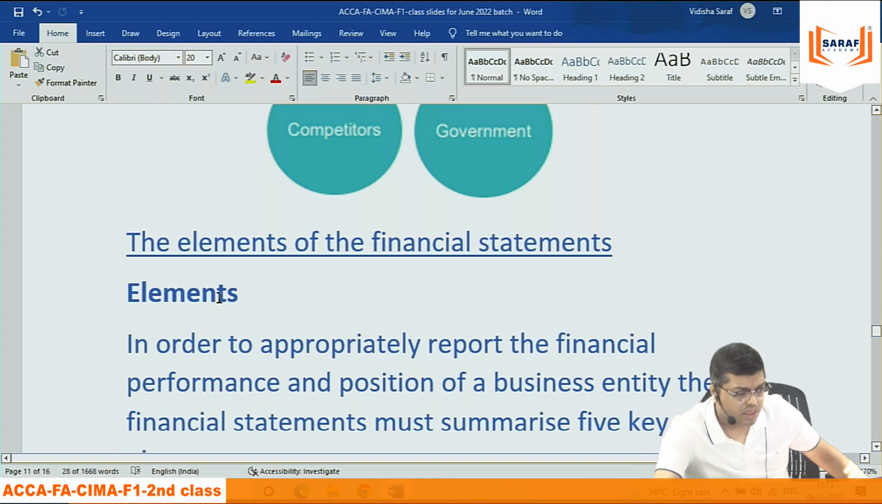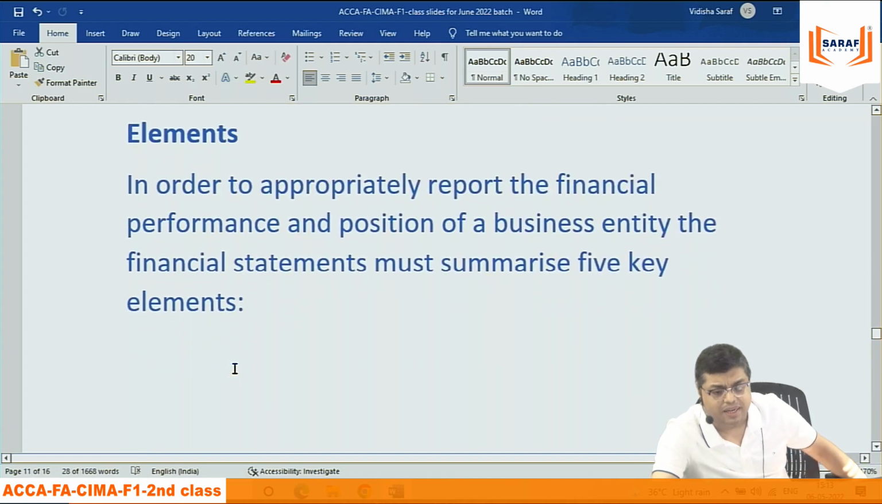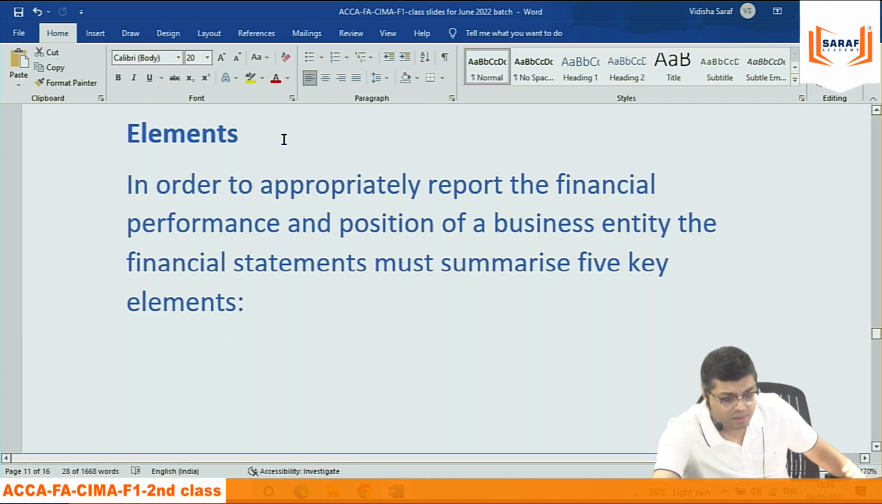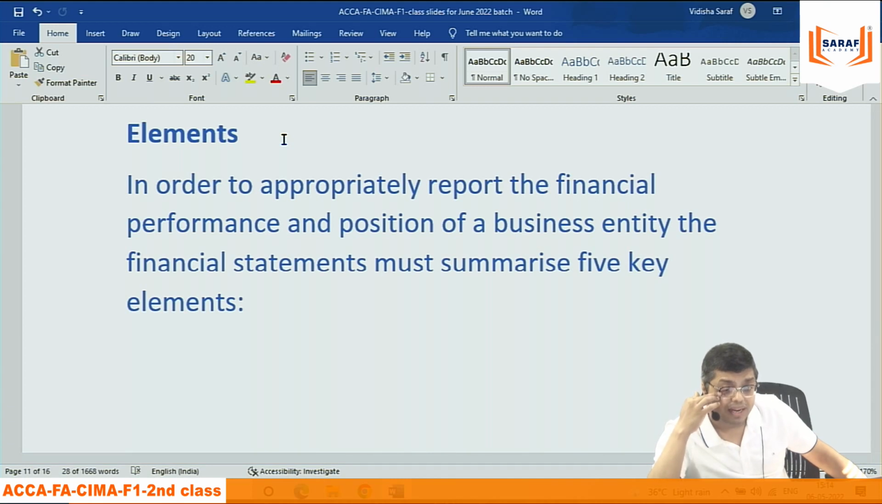Now, in the framework, for the time being, we are covering basically the elements. Elements means, in a body, I have a nose, eyes, ears and so many things. These are the elements of the human body. Similarly, in the financial statement, what are the elements? Financial statement means PL account, balance sheet, cash flow and all that. We say that the elements are assets, liability, income, expenditure, and equity.